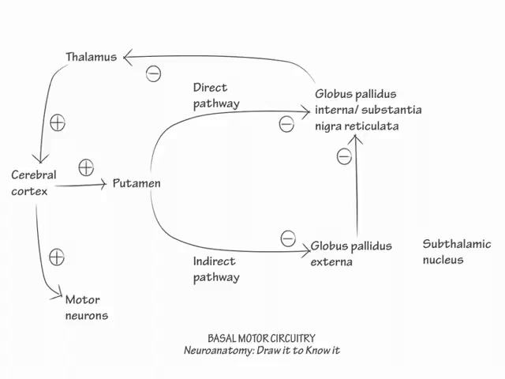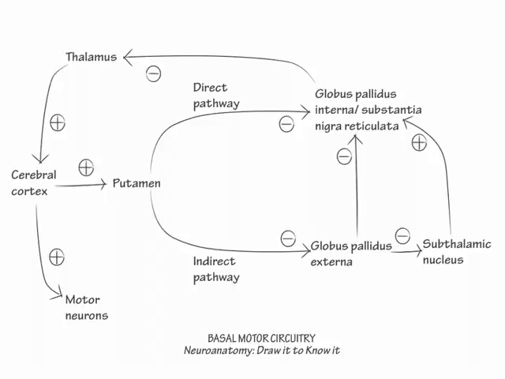Show the globus pallidus externa inhibit the subthalamic nucleus, and show the subthalamic nucleus excite the globus pallidus interna substantia nigra reticulata combination. This separate loop does not alter the arithmetic of the indirect pathway. There are still 3 inhibitory steps, which make it ultimately an inhibitory pathway.